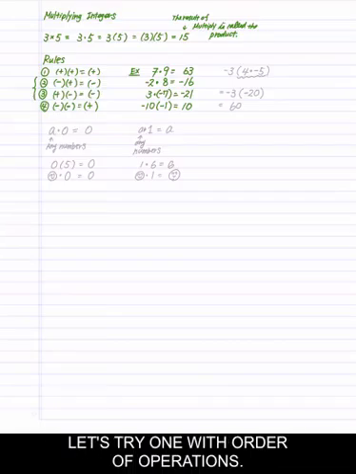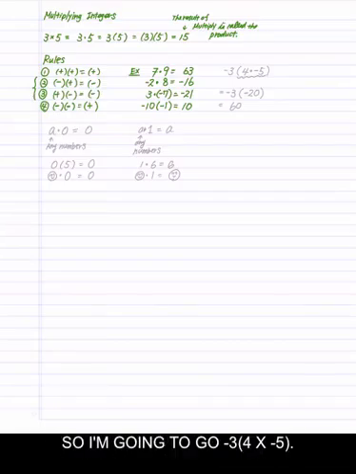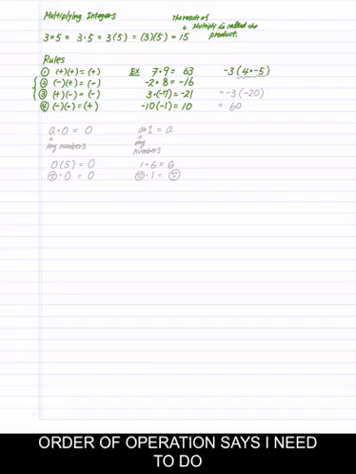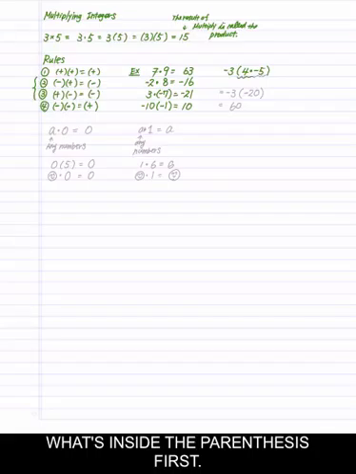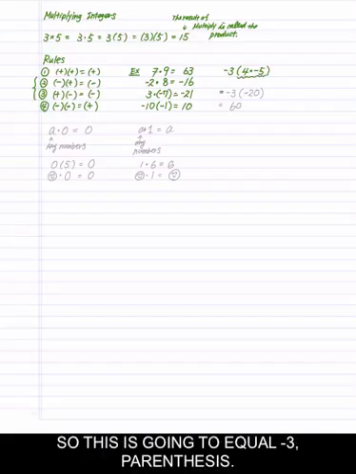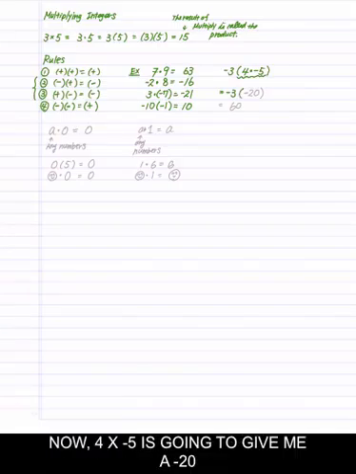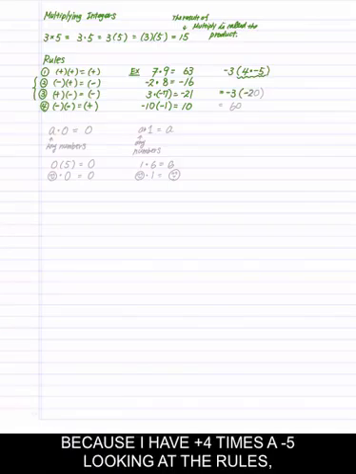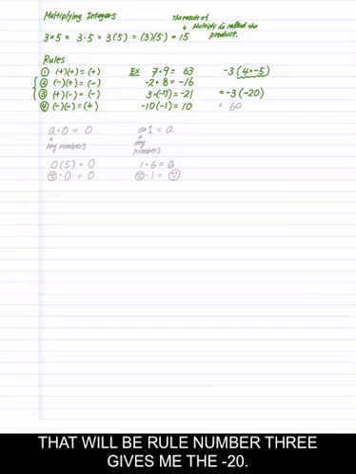Let's try one with order of operations. So I'm going to go negative 3, parenthesis, 4 times negative 5. Order of operations says I need to do what's inside the parentheses first. So this is going to equal negative 3, parenthesis. Now 4 times negative 5 is going to give me a negative 20 because I have a positive 4 times a negative 5. Looking at the rules, that would be rule number 3. Gives me the negative 20.